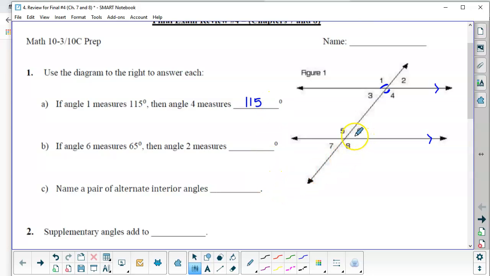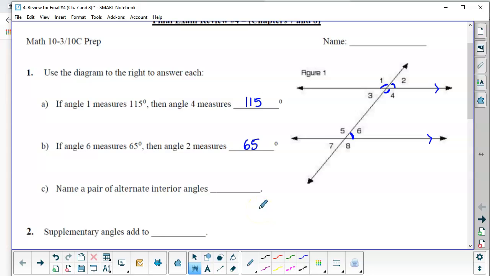Angle 6, if that measures 65, what does angle 2 measure? So this angle here and this one up here, that we call corresponding angles, okay, because they're both above each parallel line on the same side of the transversal, so they are equal. So that means this will be 65.